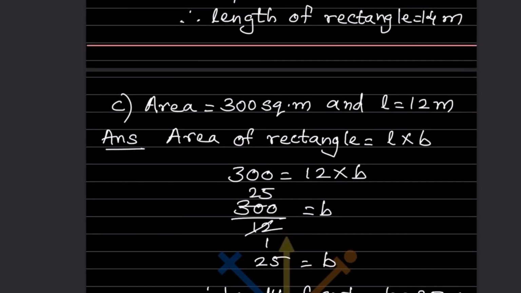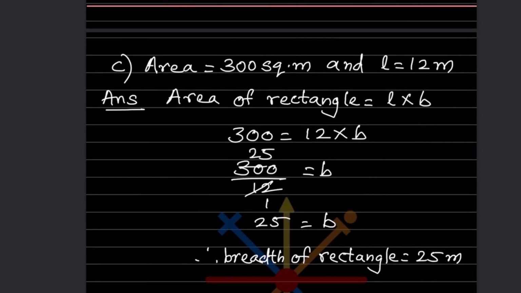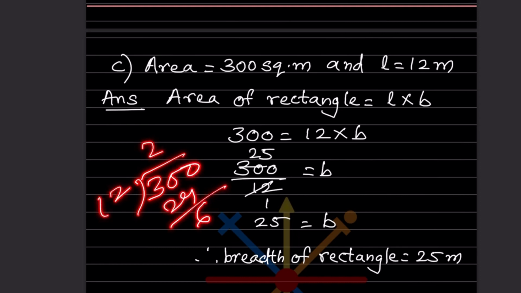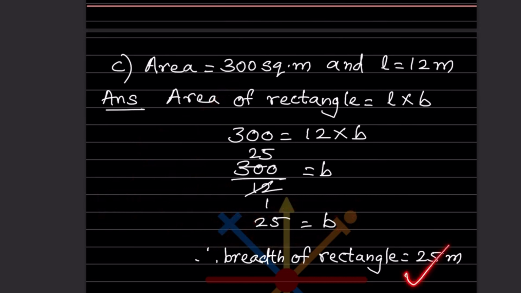Now over here, again what is given? The area is given and the length is given. You start with the formula, area of rectangle, length into breadth. In place of area, 300. The length is 12. We don't know the breadth. This you write over here, and 12 goes in the denominator. So you divide 300 by 12. 12 twos are 24, then 60, 12 fives are 60. So your answer is 25. The breadth of the rectangle is 25 meter.